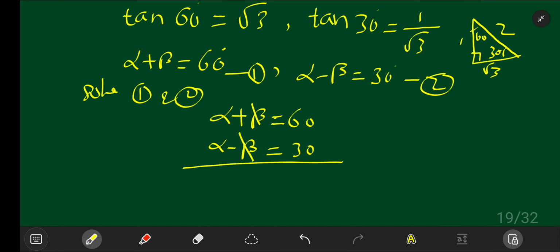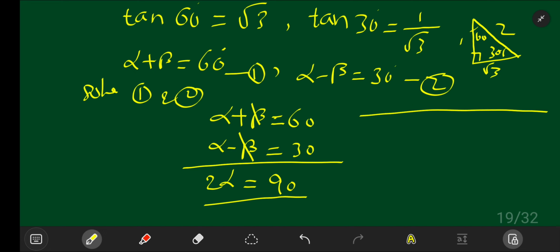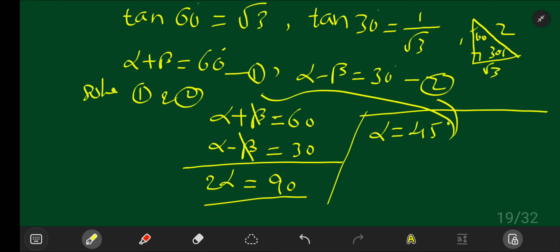Beta beta get cancelled. 2 alpha is equal to 90 degrees, alpha is equal to 45 degrees. Then substitute alpha in any one equation, 1 or 2. Then you will get beta is equal to 15 degrees.